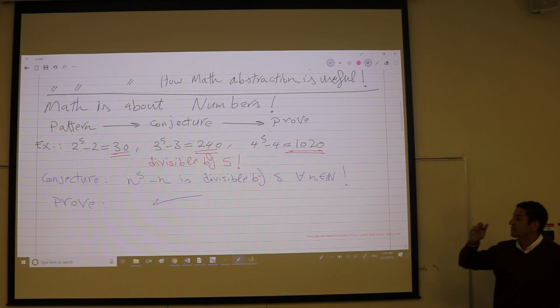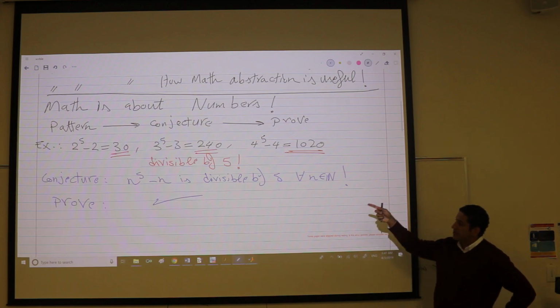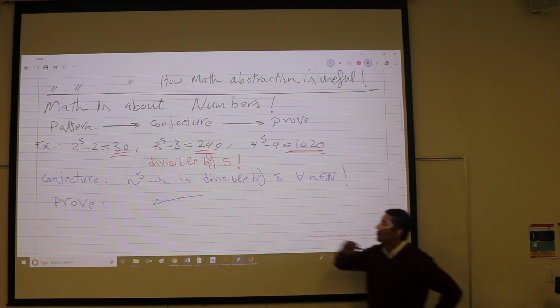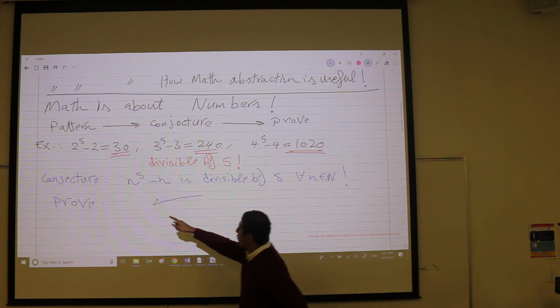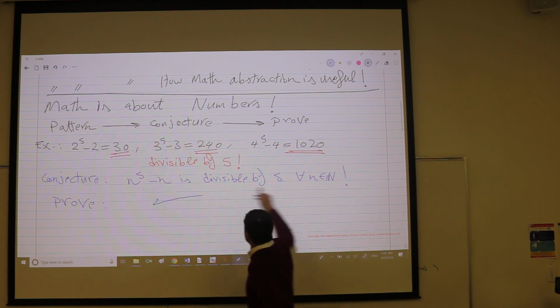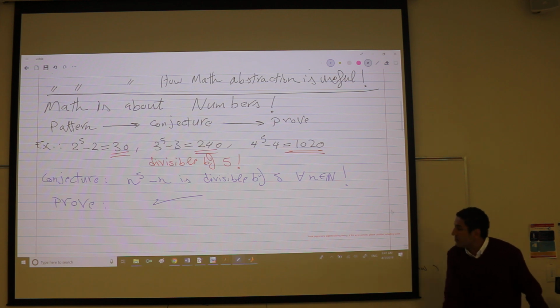don't go home. When you prove this thing, don't go home. So mathematicians, when they prove this conjecture, they don't go home. If you're asked in a math problem, prove that n to the 5 minus n is divisible by 5, and you do it, and you cheer about your proof, okay, that's good, but don't go home.